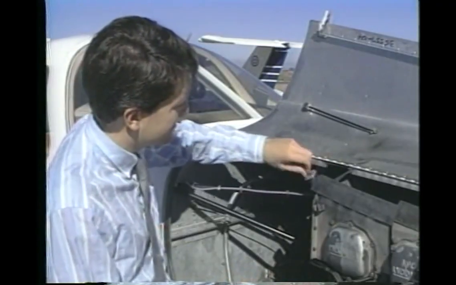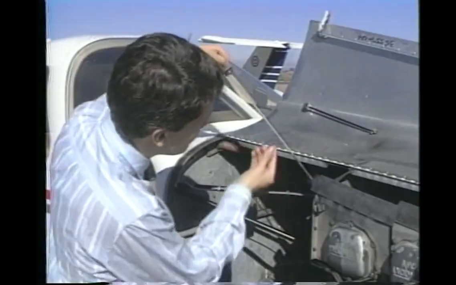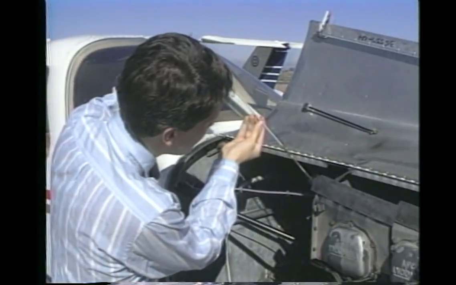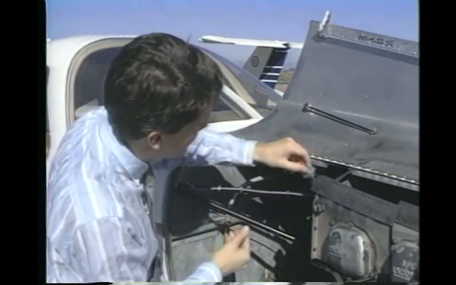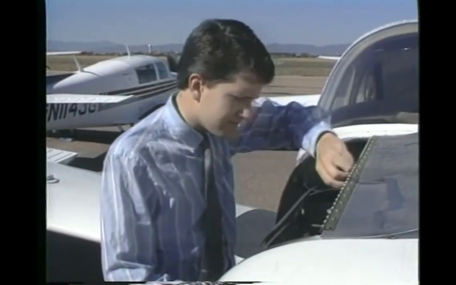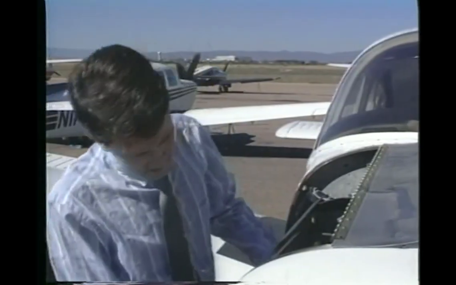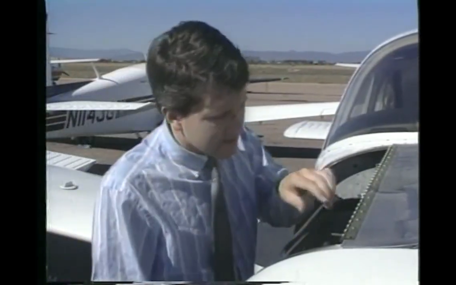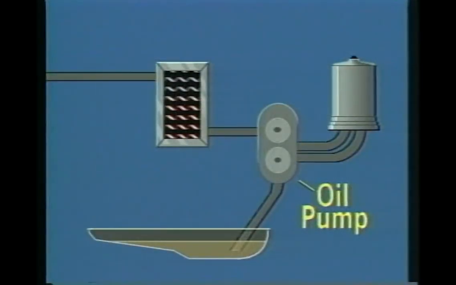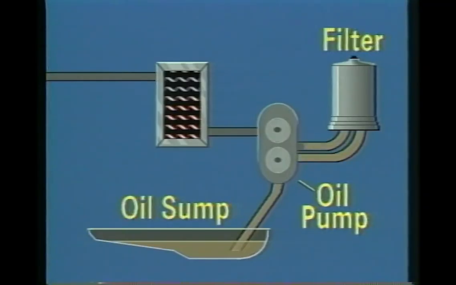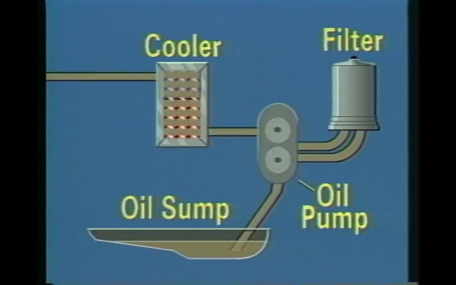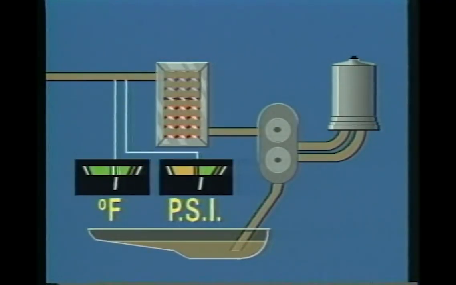During your pre-flight check, you should make sure the oil level is correct, because after the engine is running, the moving parts are lubricated by engine oil. This oil also helps to keep the internal temperature of the engine within acceptable limits. The heart of the oil system is the pump, which draws oil from the sump, pumps it through an oil filter and cooler, and then routes it to the engine. Gauges on the instrument panel display the oil pressure and temperature.